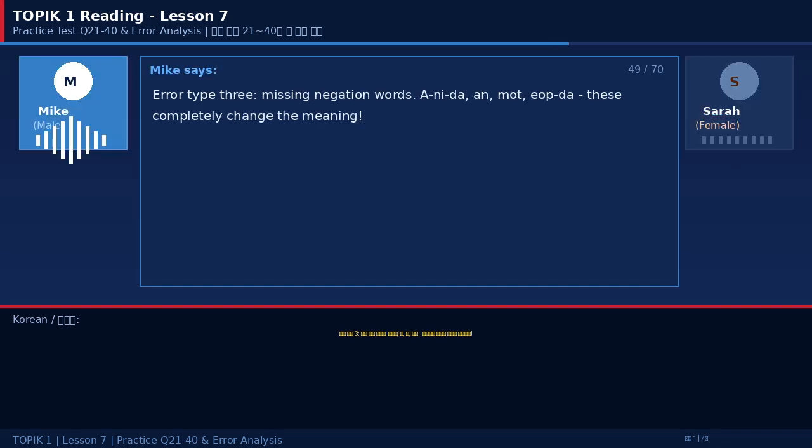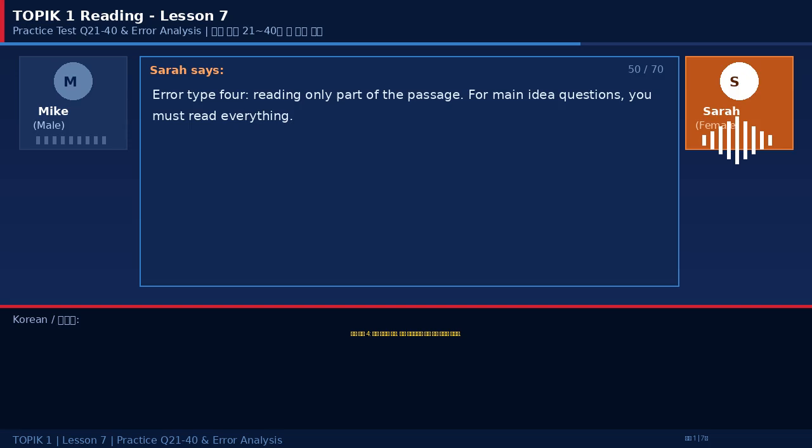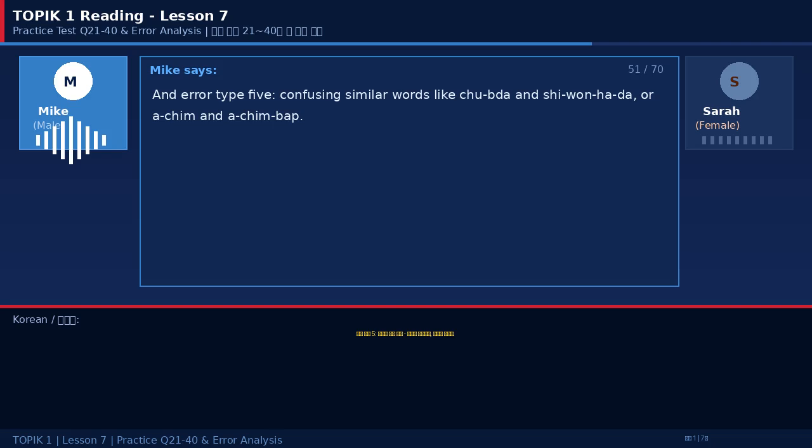Error type 3. Missing negation words. A ni da, an, mo, eop da. These completely change the meaning. Error type 4. Reading only part of the passage. For main idea questions, you must read everything. And error type 5. Confusing similar words like chubda and shi one ha da. Or a chim and a chim bap.